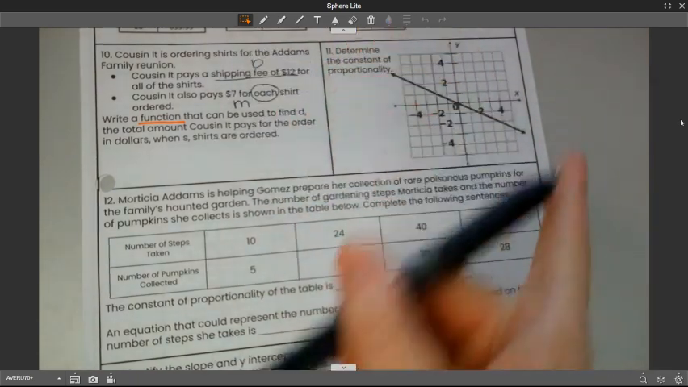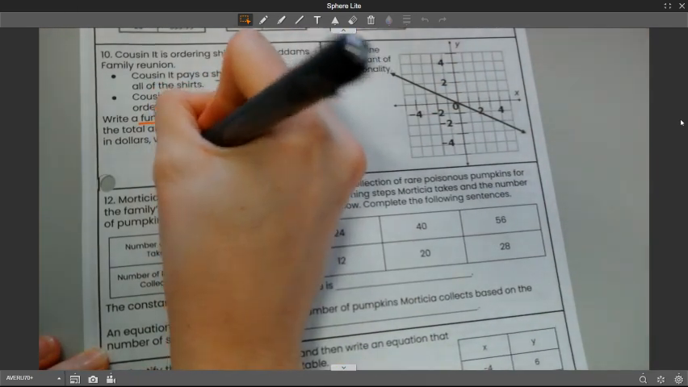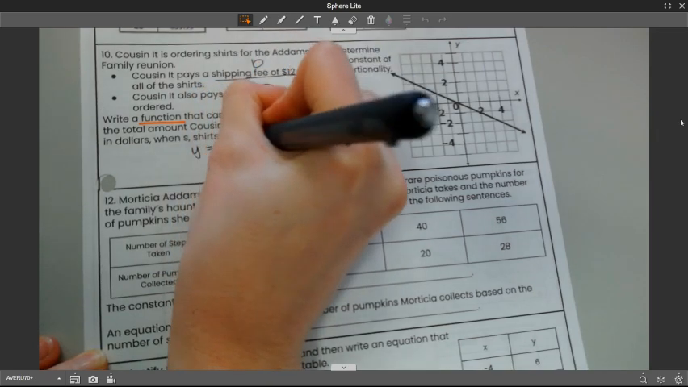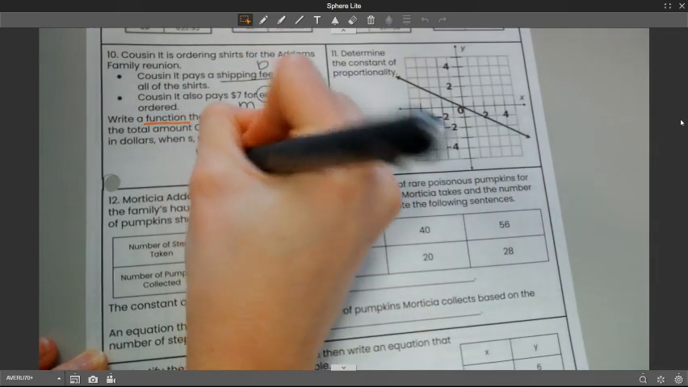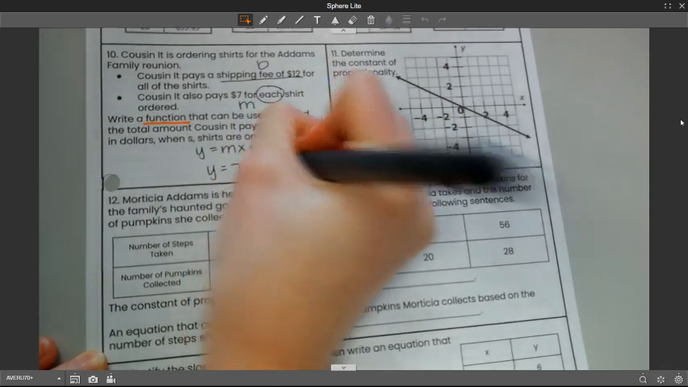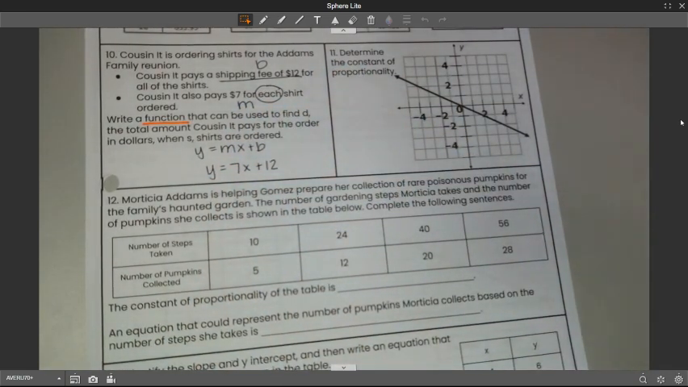All I'm asking you to do here is write the equation. So I have an m and a b, so I'm just going to write an equation in y equals mx plus b, which is slope-intercept form. So y is equal to 7x plus 12. That would be the equation for that one.